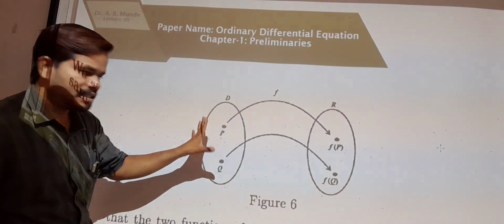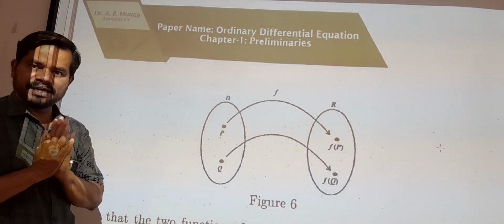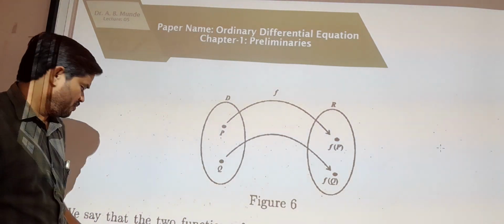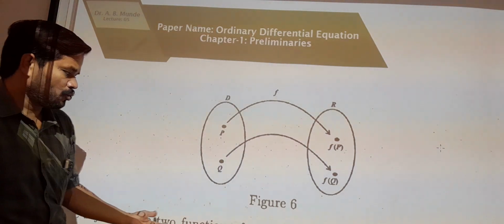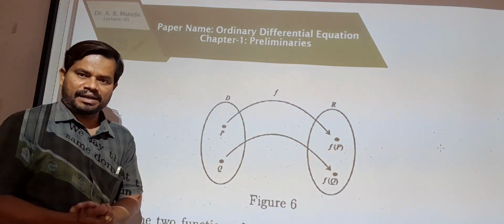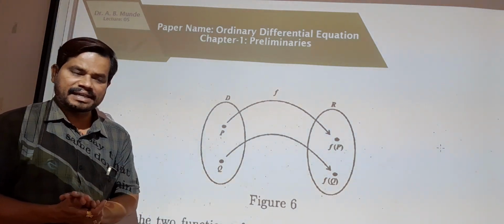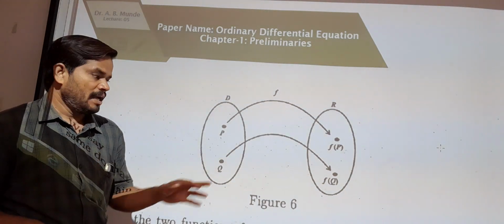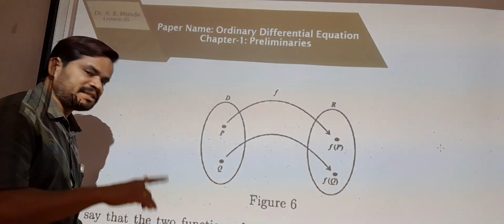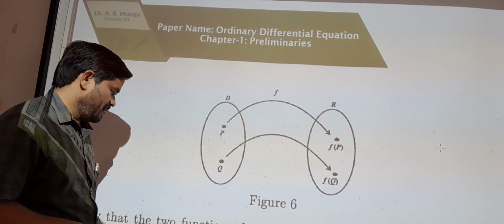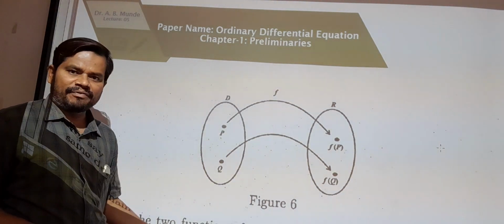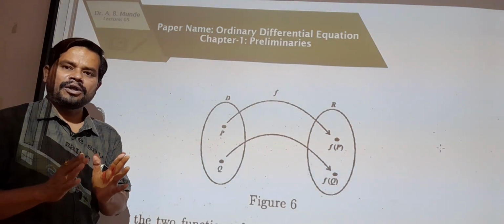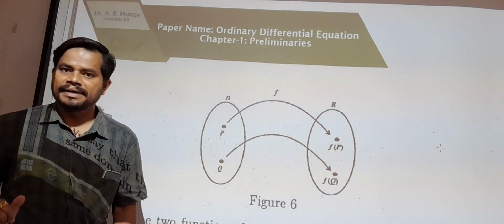So this is called a function. Is this clear? Yes. Now we will see some properties of this function. We say that two functions f and g are equal when both have the same domain D, and the value of f(p) is equal to the value of g(p) for all points p in the domain D.